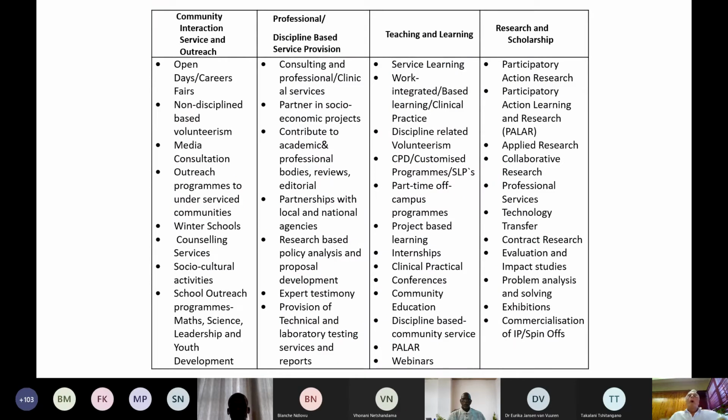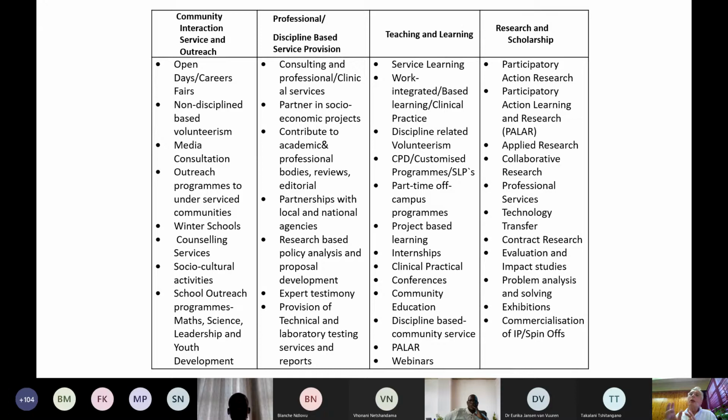How do we shift our teaching and learning? How do we shift our research when we go off campus? We shift it by, for example, when we do service learning, work integrated learning, clinical practice, discipline-related volunteerism, when we develop customized training programs, project-based learning, webinars. So you're moving what is available, you're opening it to the public, so you're changing by integrating engagement with other publics other than the students that you're working with.